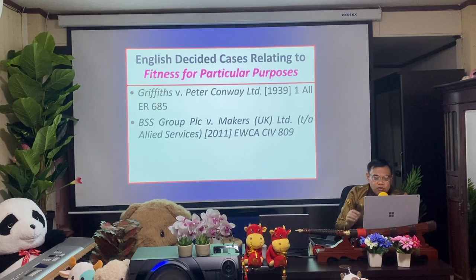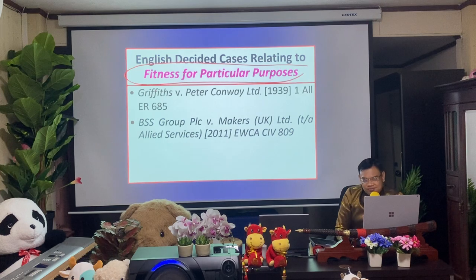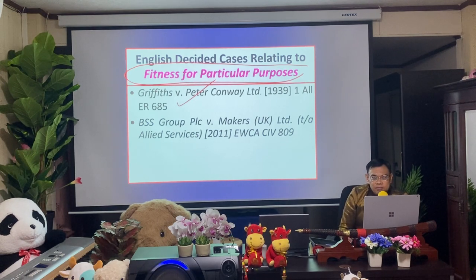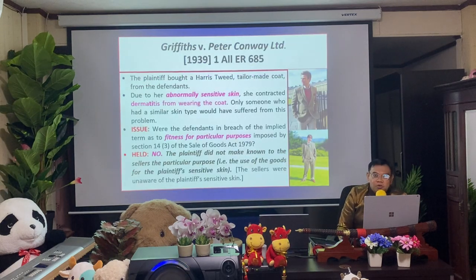When the Act talks about the fitness for particular purposes, we also have this case. Well, there are a few cases which I should bring to attention, but I don't think that time will permit us to talk about so many cases. So let me just talk about just one case here: Griffiths and Peter Conway. The issue in this case was also founded upon the fitness for particular purposes. The issue to be determined is whether or not the goods in this case became fit for particular purposes.